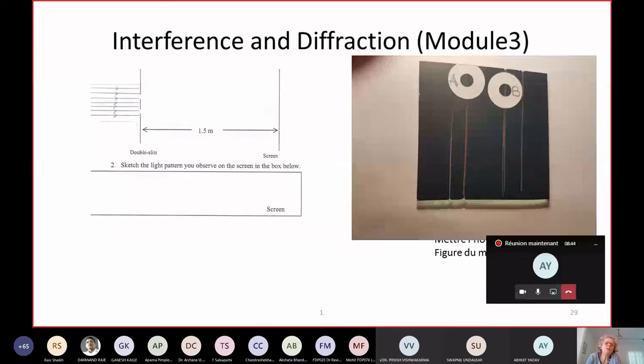So interference and diffraction is the main subject of module 3. One of the predictions is to predict what happens with a laser beam incident on a double slit, and they are asked to sketch the light pattern they observe on the screen. So in the box below, they have to sketch what happens on the screen.